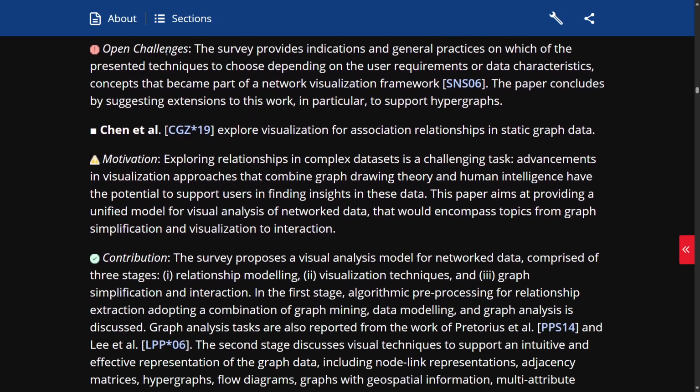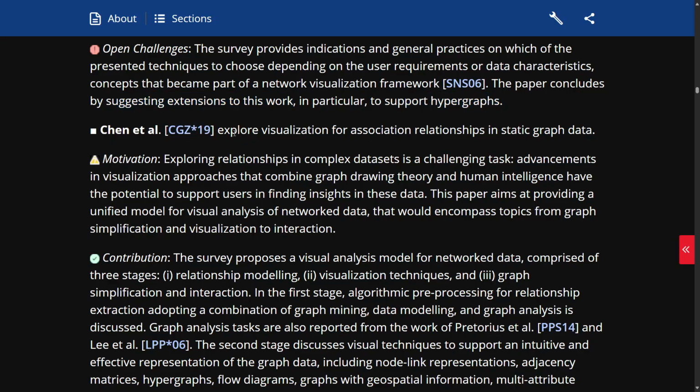Open challenges. The survey provides indications and general practices on which of the presented techniques to choose depending on the user requirements or data characteristics, concepts that became part of a network visualization framework, SNS06. The paper concludes by suggesting extensions to this work, in particular, to support hypergraphs.